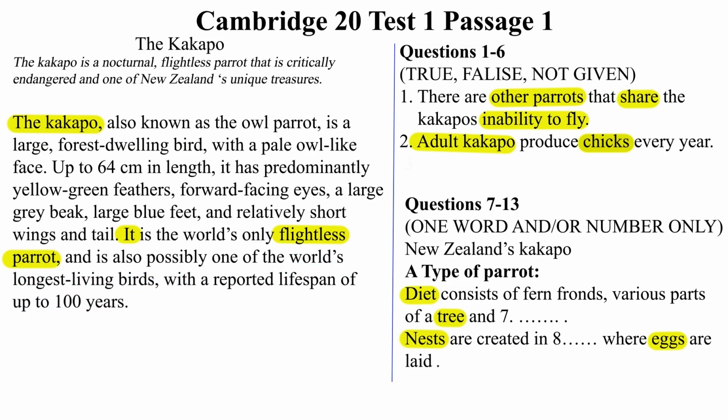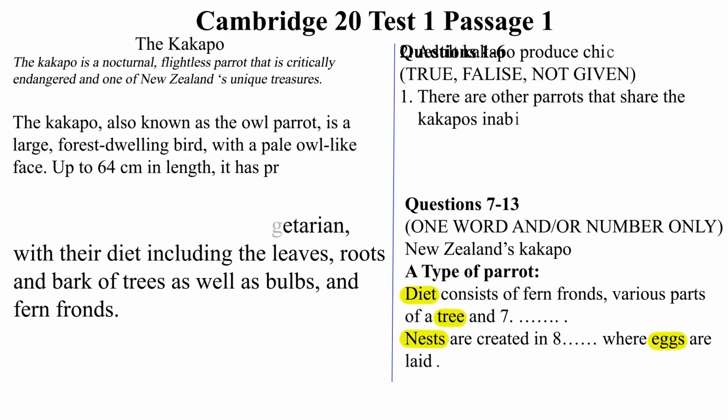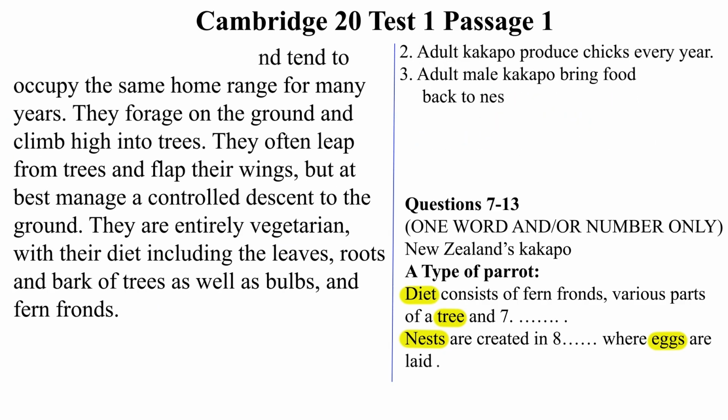Here, flightless means inability to fly. So it means the kakapo is the world's only flightless parrot. There are no other parrots that cannot fly. So the kakapo's inability to fly is not shared by other parrots. In this judgment, the answer to question number 1 is false. Even now, we do not get any other search word.